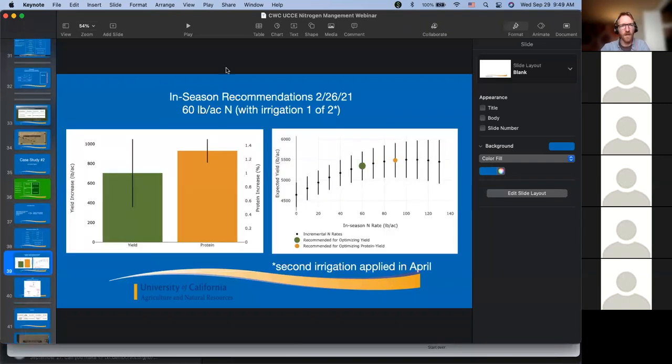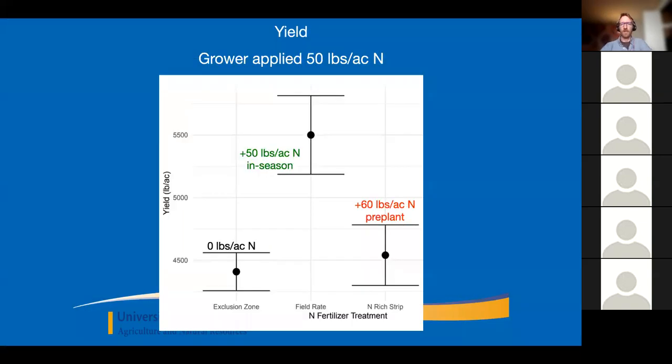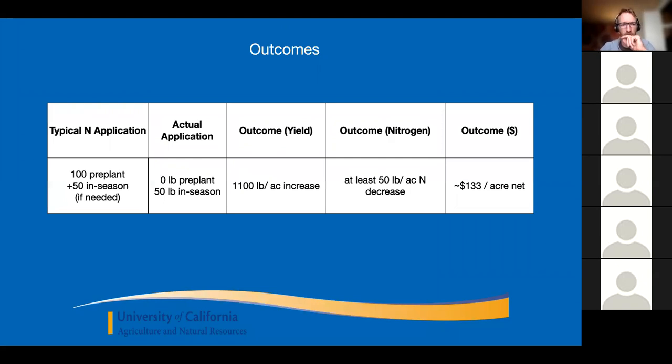And then, what's the outcome? I want to look at this first. Let's look at the outcome first. Typically the grower would have actually had 100 pounds ready to go pre-plant and would typically add 50 pounds in season if needed. Not always, kind of just looking at it, seeing how the wheat's doing.